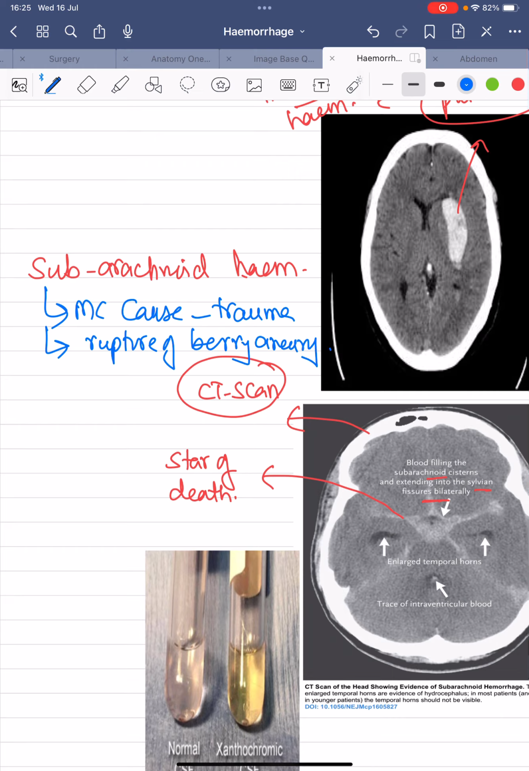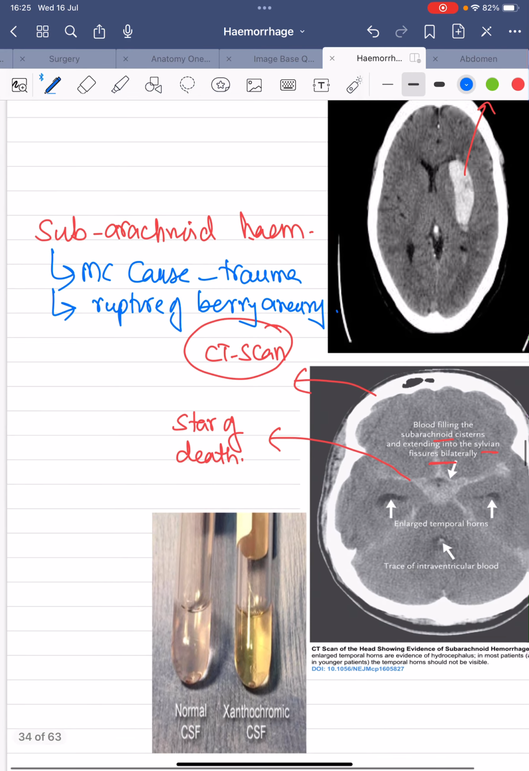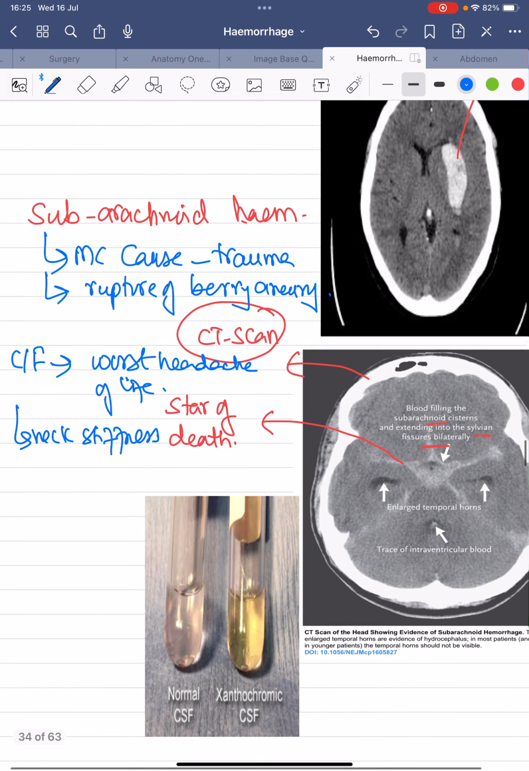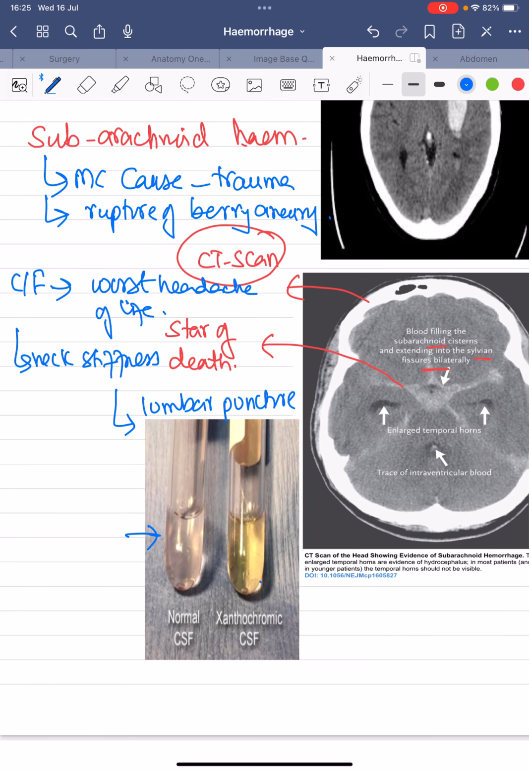What will be the clinical signs and symptoms in the patient? Worst headache of my life. Thunderclap headache. Severe headache. There will be neck stiffness also. Don't confuse it with meningitis. And when you are going to perform lumbar puncture in the patient, see here, this is a normal CSF. You are going to find what? Xanthochromia in the patient, especially if it is due to the aneurysmal rupture.